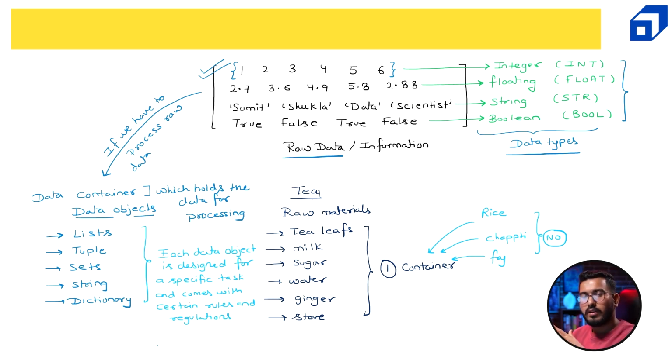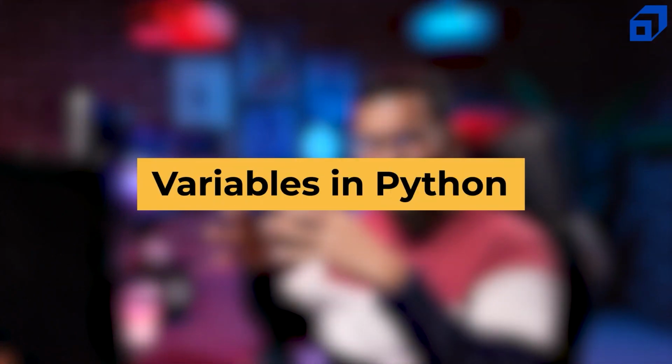So this is the concept of data objects. Now once we have understood what is my raw data, followed by what are the data types, followed by what are the data objects, let's try to now understand the term variable, because this is a most confusing term. So let's try to understand with an example.